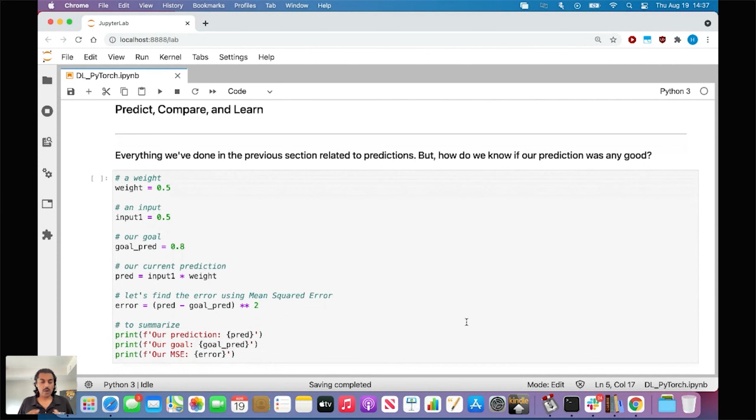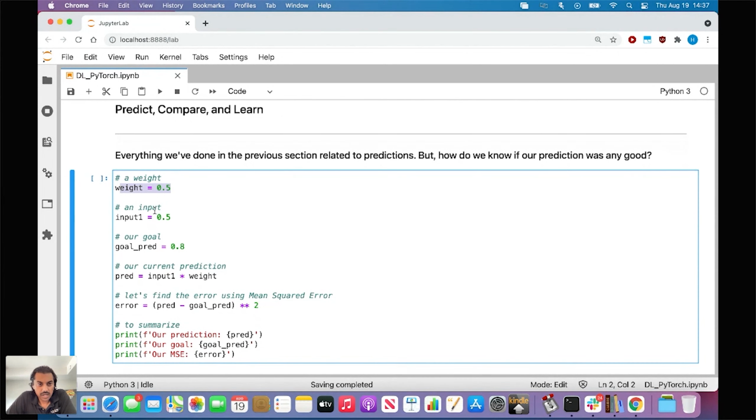In other words, how it picks up on, hey, I'm too big or I'm too small. I need to tune my weights in this direction, and then let me see if I can get a little bit closer. Okay. So here, I've made some arbitrary assignments. I have a weight of 0.5, I have an input of 0.5, and my goal here is to get to 0.8. So let's go ahead and run this cell.